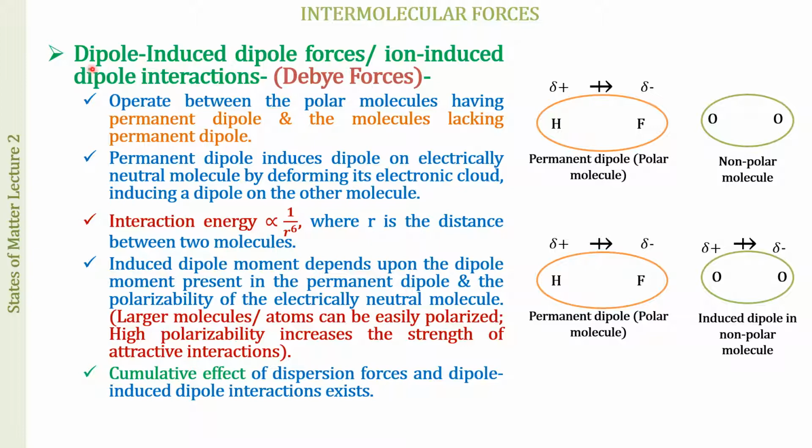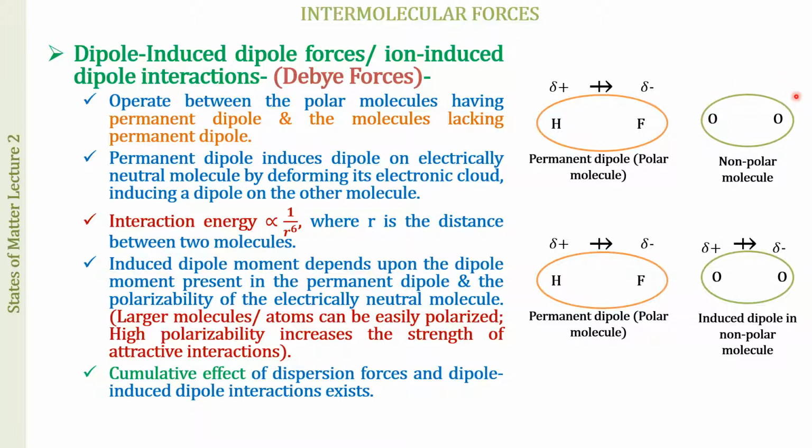So just let me talk about the first one, that is the dipole-induced dipole. So what is going to happen? We will be having one polar molecule, and the other is going to be a non-polar molecule. So we have an HF molecule and an oxygen molecule over here. So the fluorine is partial negative. So what will happen to this end of this non-polar molecule? This will develop a partial positive charge. So this will be the induced dipole over here.